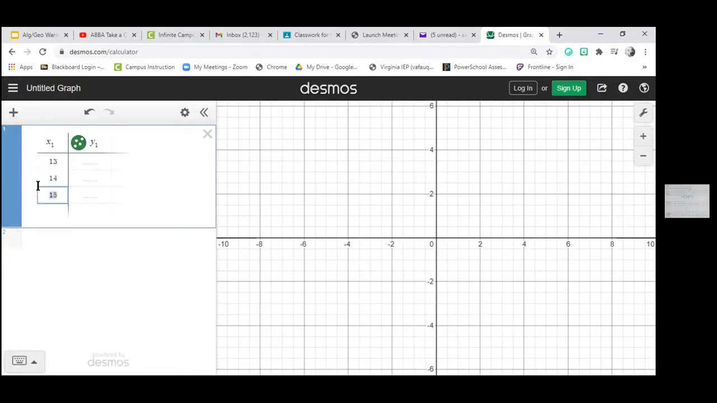13. 14. You can just hit enter. You see them? The great thing about Desmos is you do the first two, you can just keep hitting enter, all in a row. Now I'm going to put the number of lacrosse players that were that age. 17 of those, 14 of those, 6, 9, 12.